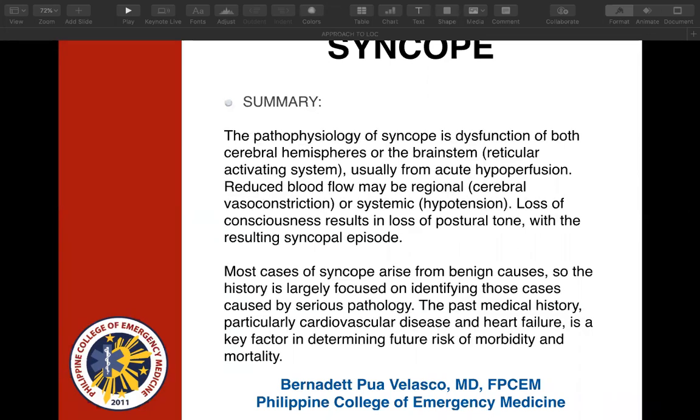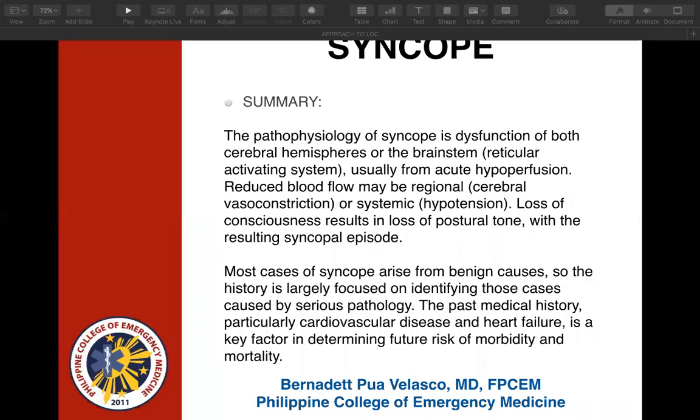As a summary, the pathophysiology of syncope is dysfunction of both cerebral hemispheres, or the brainstem, or the reticular activating system, usually from acute hypoperfusion. The reduced blood flow may be regional, from cerebral vasoconstriction, or systemic, from hypotension. And loss of consciousness results in loss of postural tone, with the resulting syncopal episode.